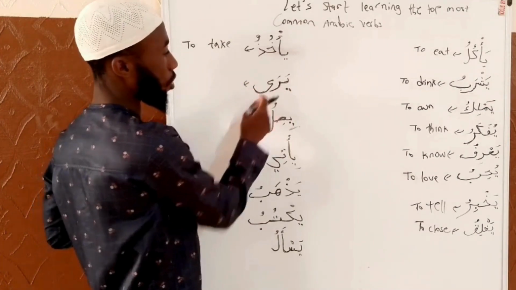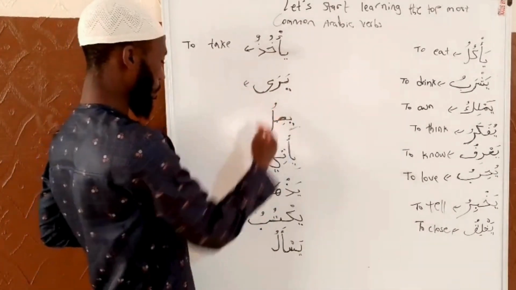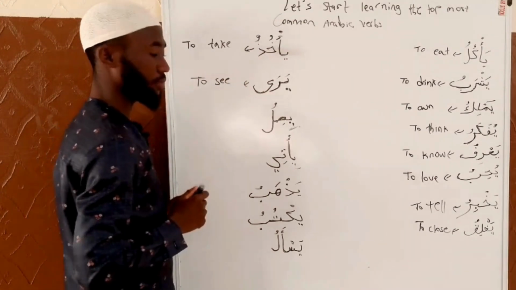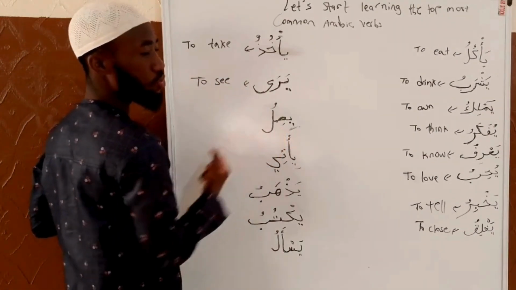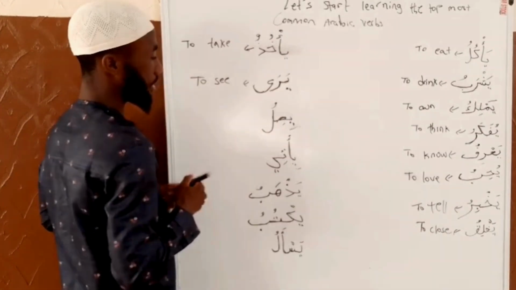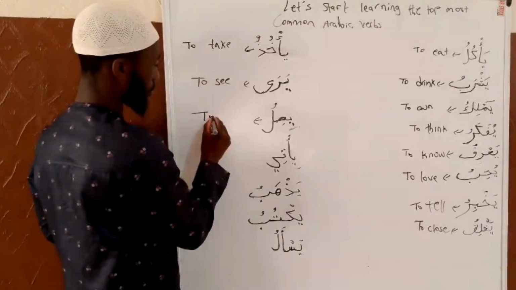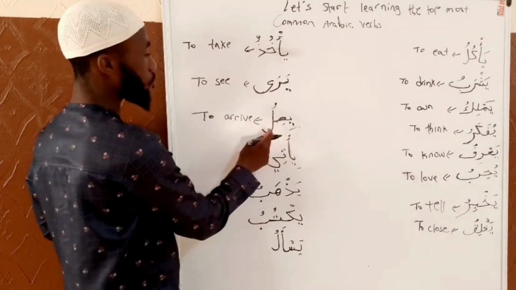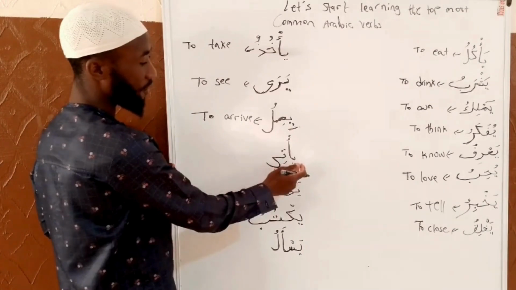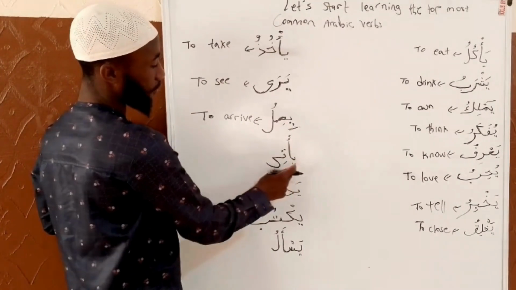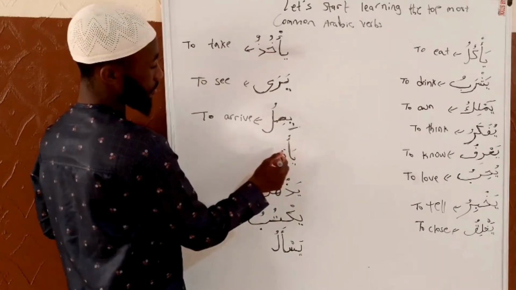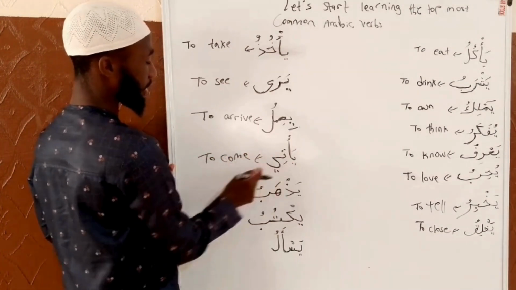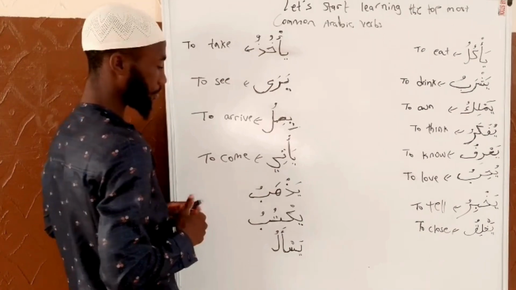Then we have yara. We have yara, that's what? To see. Then we have yasilu. Yasilu, that's what? To what? To arrive. Yasilu, to arrive. Then we have yati. We have what? Yati, that's what? To come. Yati, to come.